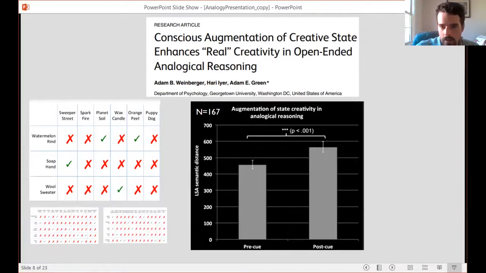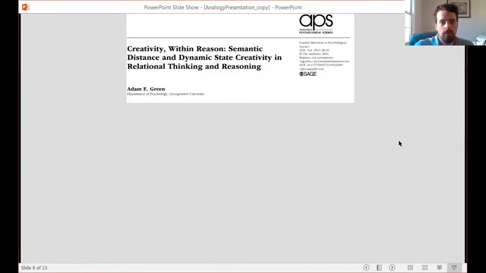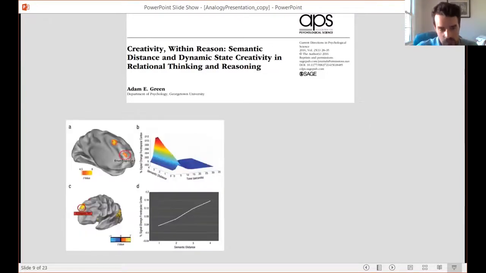And so building on all this work, we put out a review paper called Creativity Within Reason. This was looking at semantic distance and dynamic state creativity in relational thinking and reasoning. So this included work summarizing what I've just told you about, all of the neuroimaging evidence indicating this frontal polar cortex region as a mediating brain mechanism for bridging these semantically distant connections.